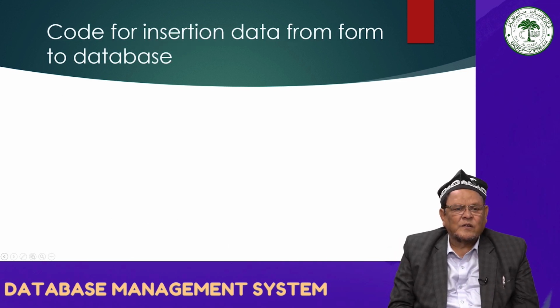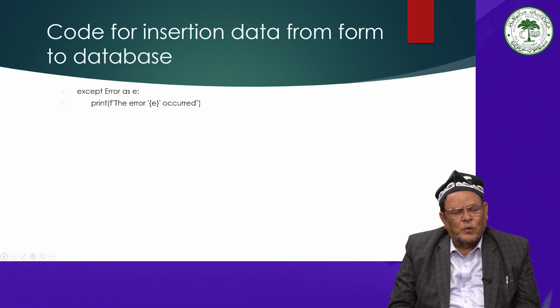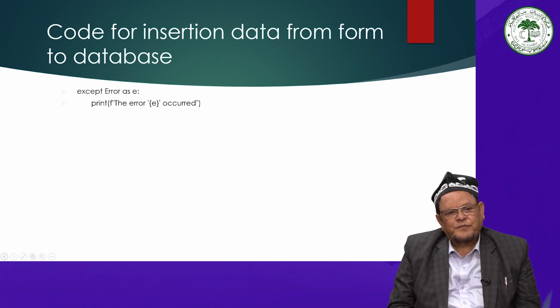Otherwise, except error as E, then print f, and within curly brackets and single quotes you write E, the error occurred. It means the error will be displayed. If the query is not successful, it will show an error.